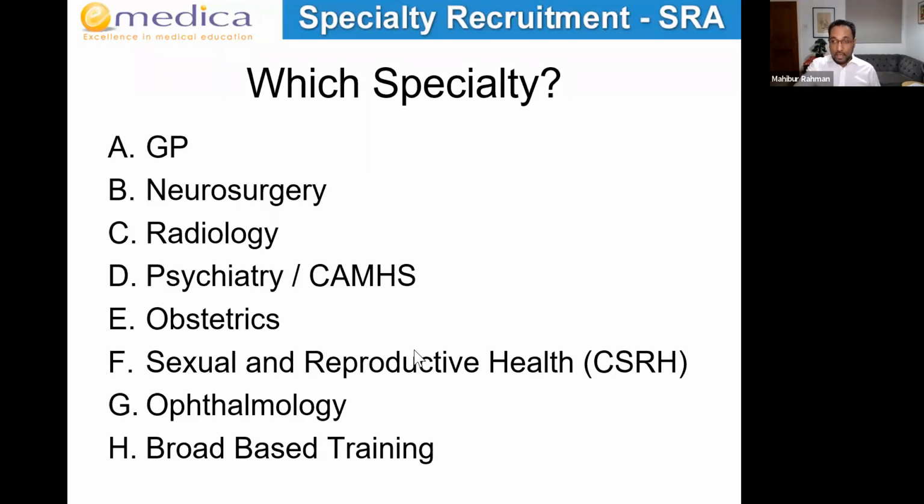So let's say now, some of you might have picked more than one option because you've applied, let's say, to GP and psychiatry. You'll sit the exam only once. The same score will be put into your application for GP and for psych. Let's say you've also applied for radiology. The same score will go there.